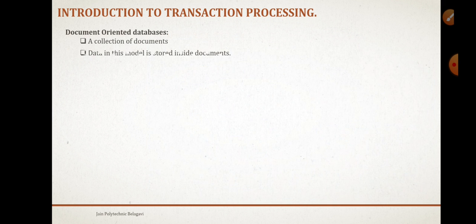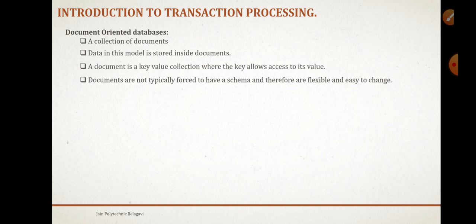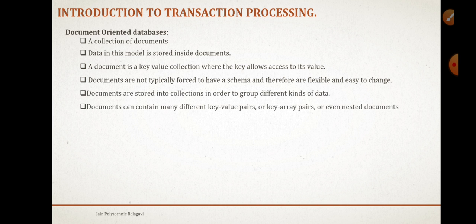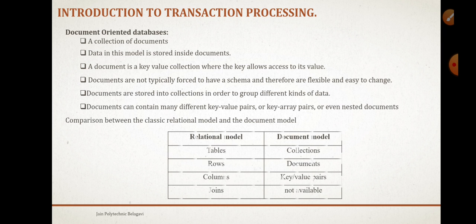Document oriented database, a collection of documents. Data in this model is stored inside documents. A document is a key value collection where the key allows access to its value. Documents are not typically forced by a schema and therefore are flexible and easy to change. Documents are stored into collections in order to group different kinds of data. Documents can contain many different key value pairs, or key array pairs, or even nested documents.